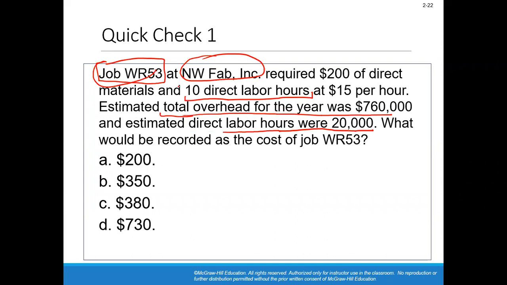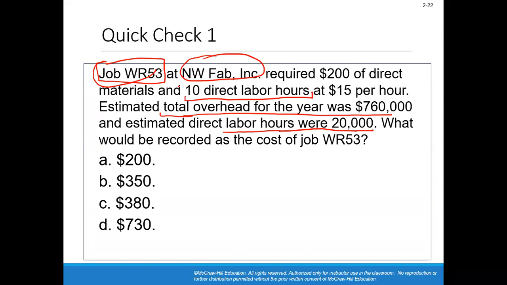So for this job, WR53 company, we require 10 direct labor hours. We require 20,000 direct labor hours for all the jobs to be completed by NW Fab Incorporation in the coming year. Am I clear now? Yes, sir.